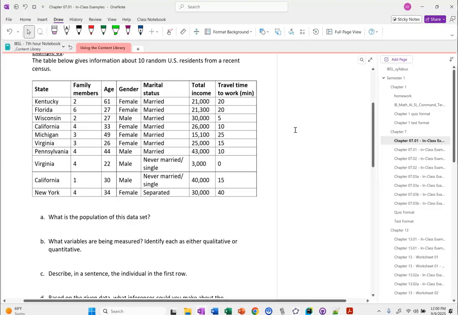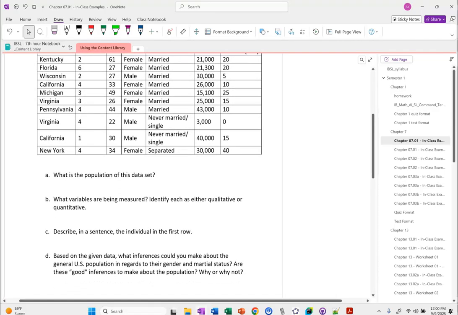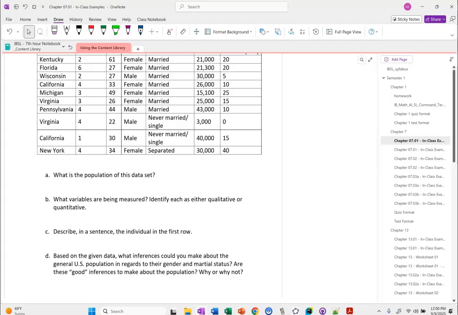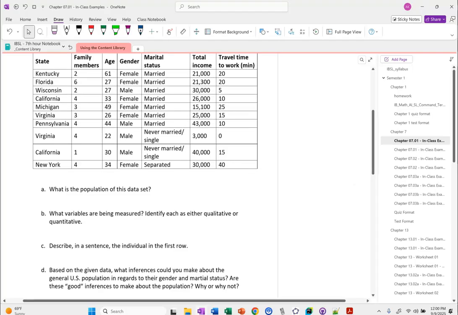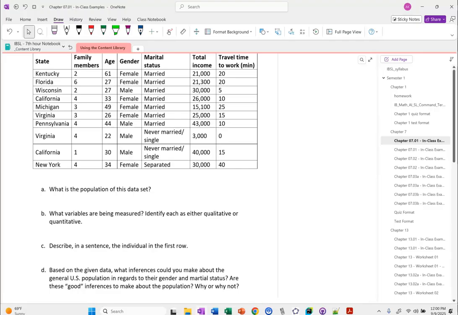Okay. So describe in a sentence the individual in the first row. Maggie. A 61-year-old married female from Kentucky with 2 kids. Family members, anyways. And income of $21,000. Great. Good enough, right? Just basically describing what you read. Good.